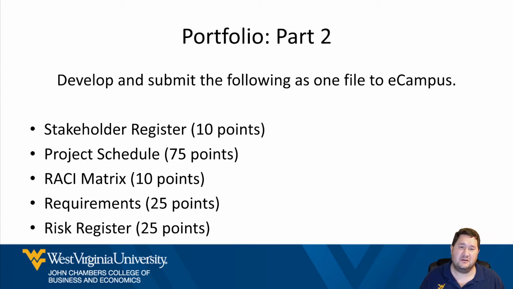The risk register. So, we had a chapter on risk. This is where we actually write them down and come up with a way to identify when they're happening and how we're going to deal with them. So that is the second part of our project portfolio. Nothing too complicated. It should be an easy week for you guys.